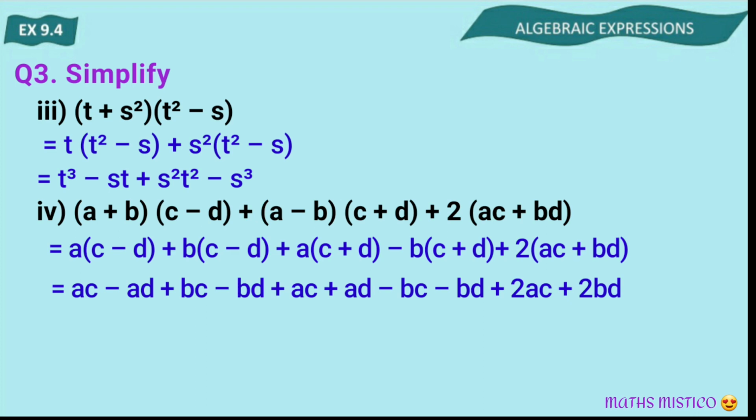Now as we have so many terms, there's a possibility that few of them may be like terms. Let's find out. Did you observe there are 3 terms of AC? So 1 plus 1 plus 2 is 4 and we get 4AC. Minus AD and AD cancel because they are equal and opposite in sign. We have 3 terms of BD. 1 minus 1 is 0, minus 2 is minus 2, and minus 2 plus 2 is 0. So this term vanishes and hence the final answer is a monomial.